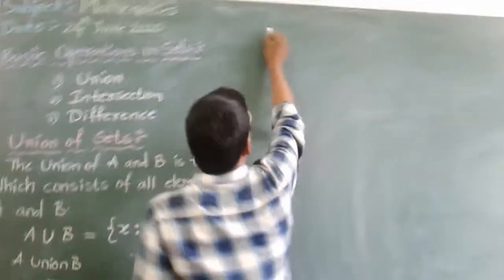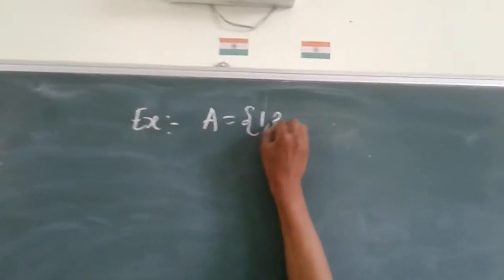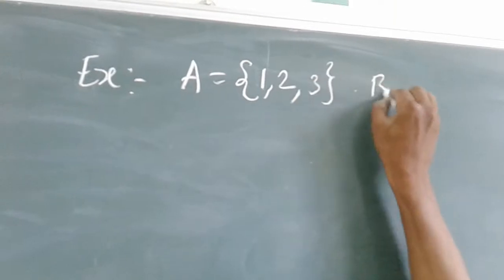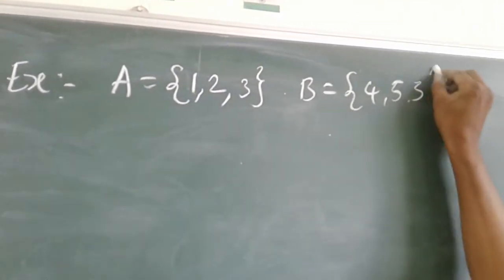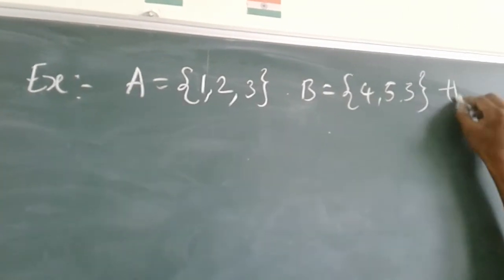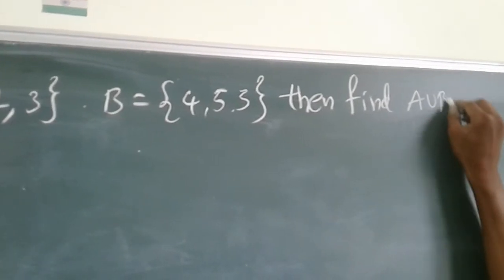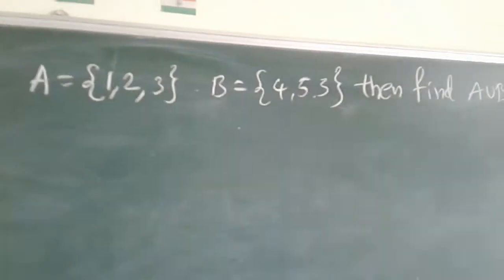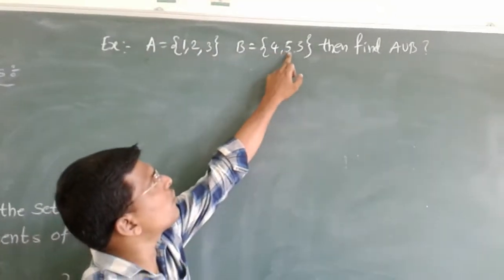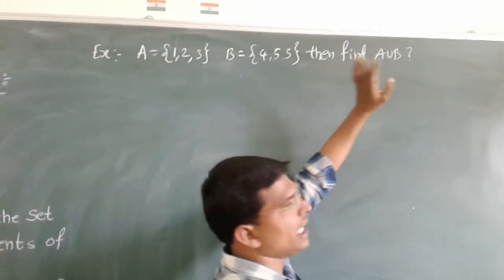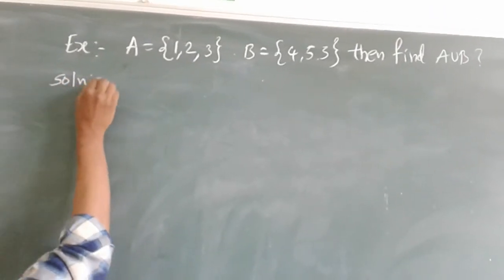For example, set A is equal to {1, 2, 3} and set B is equal to {4, 5, 3}. Then find A union B. A last question like this can come for 1 mark. A is equal to {1, 2, 3}, B is equal to {4, 5, 3}, then find A union B. Next, our answer is the solution.